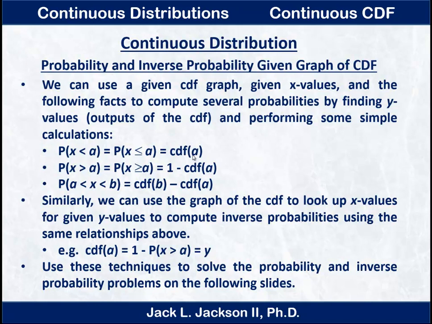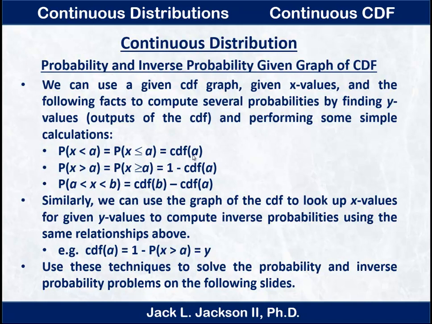If you want to find the probability that x is between A and B, and again it doesn't matter whether you include A or B or not, that turns out to be CDF of B minus CDF of A. So in other words, you find the y value that goes with x is B, and you find the y value where x is A, and just subtract those two things.